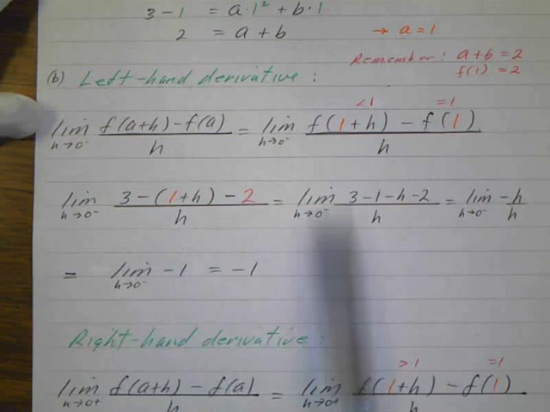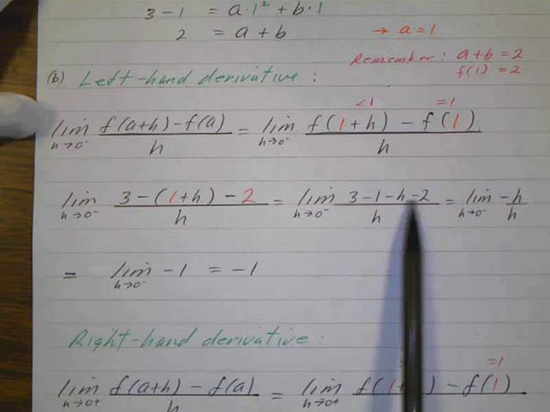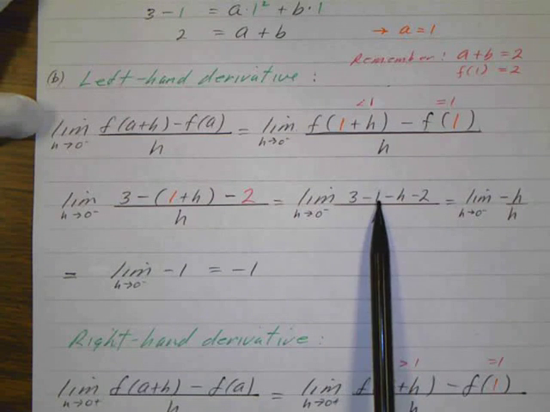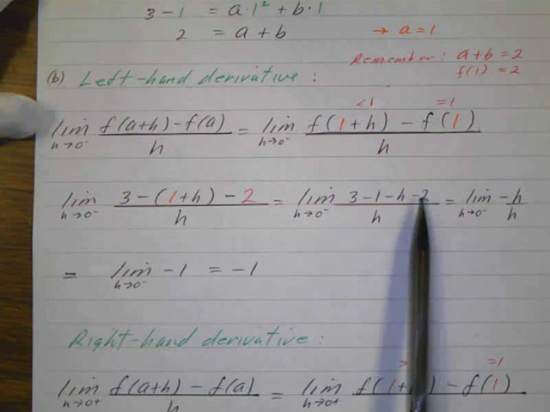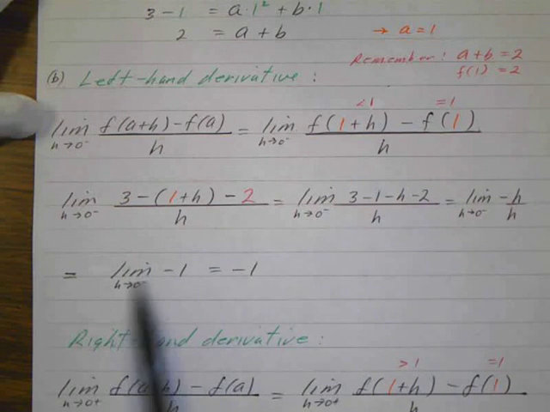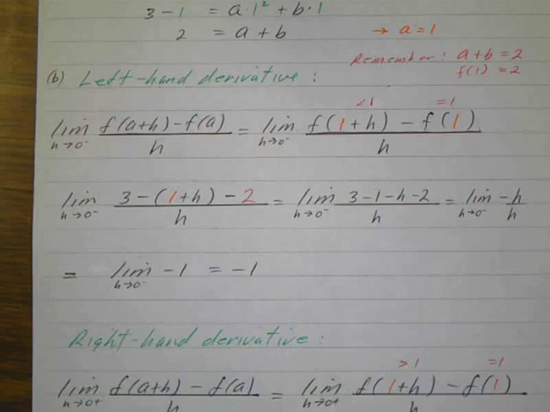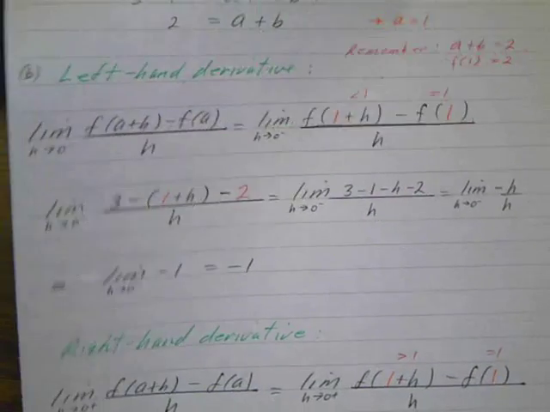Over h, this gets to be 3 minus 1 minus h minus 2 over h. 3 minus 1 is 2, 2 minus 2 cancels, 0. So I got negative h over h, which is just negative 1. Okay, let's look at the right-hand derivative.